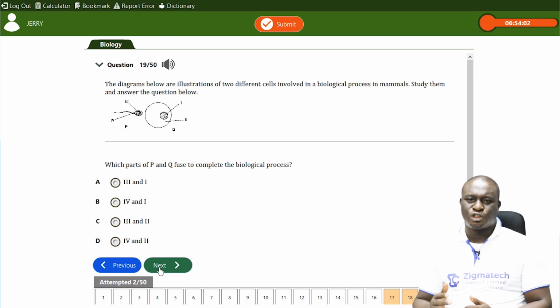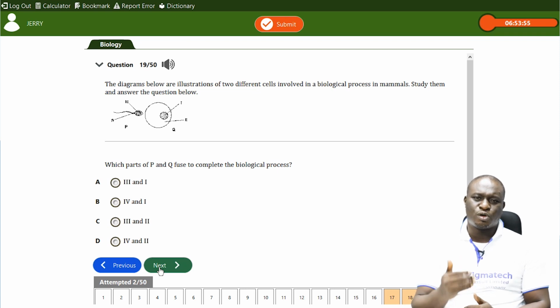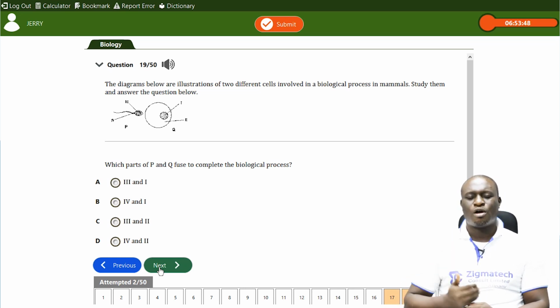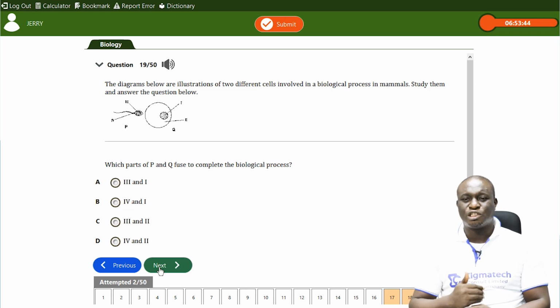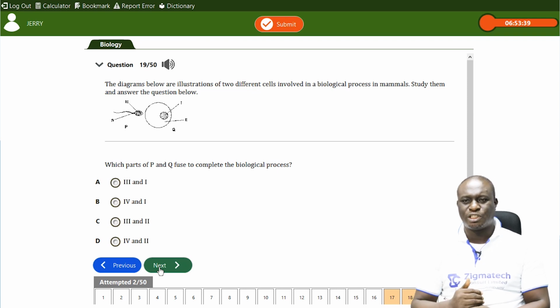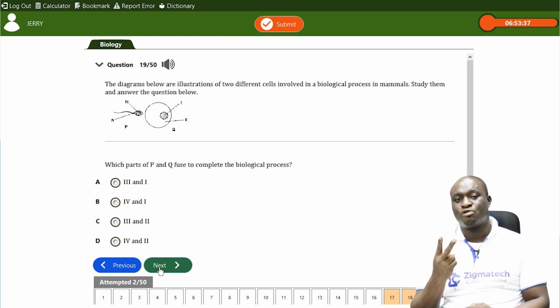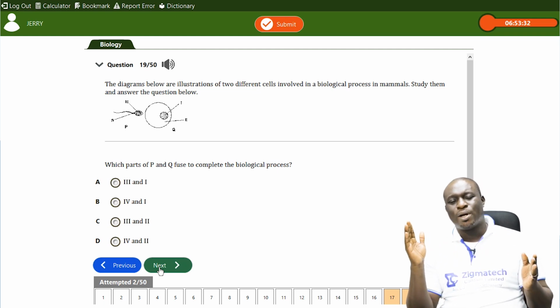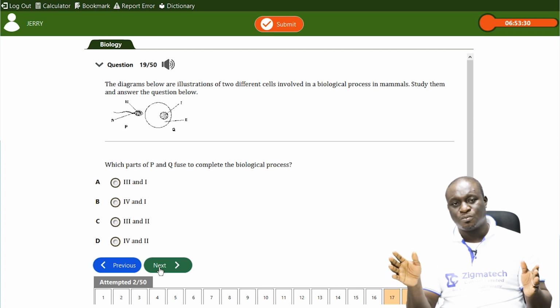Now before we go to the questions below, I want you to understand something about reproduction. Reproduction is actually a biological process in which living organisms give rise to new individuals after their kind, or you can say of the same species. The major purpose of reproduction is to ensure the continuity of life. We have two types of reproduction: asexual reproduction and sexual reproduction.